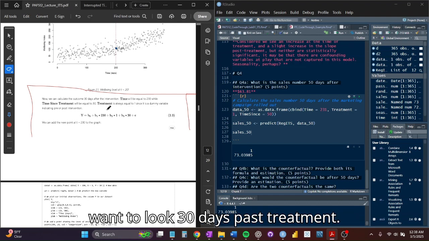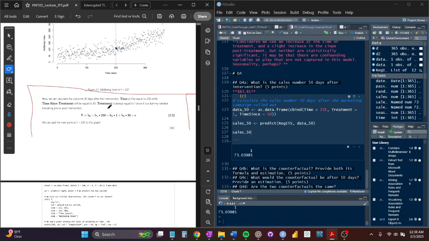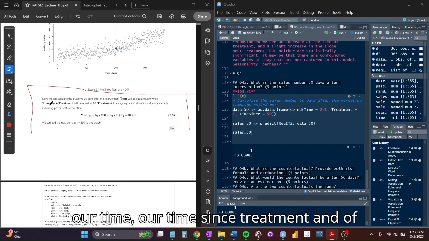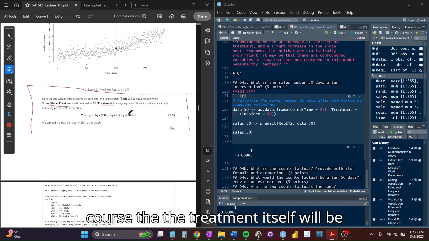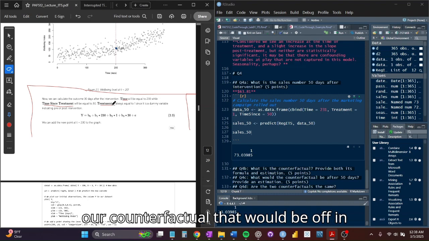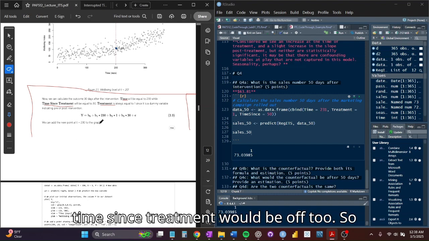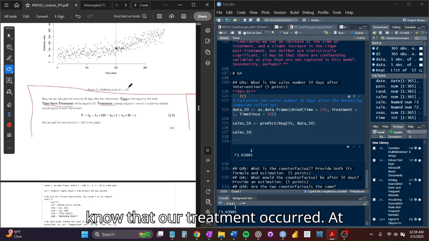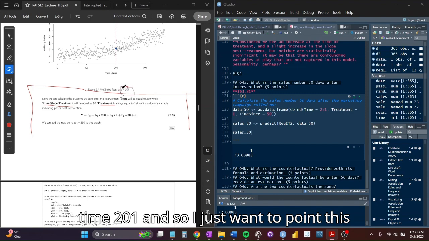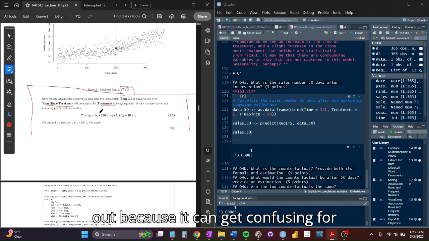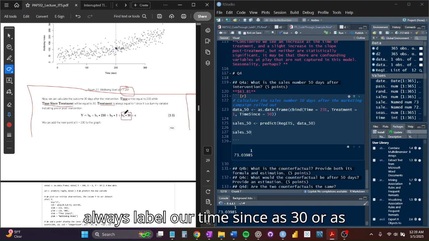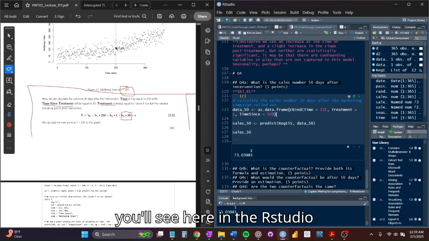So we want to look 30 days past treatment to see what the well-being scores would be in that instance. So we want to know our time since treatment. And of course, the treatment itself will be on, or 1, if we're looking at what the predicted score would be, or if we want our counterfactual, that would be off, and time since treatment would be off too. So looking at 30 days past treatment, we know that our treatment occurred at time 201. And so I just want to point this out because it can get confusing for some. So we want to look 30 days past treatment. So that's really easy.